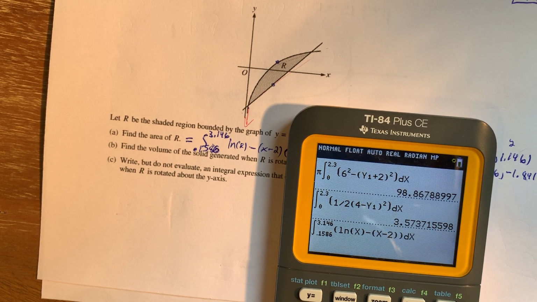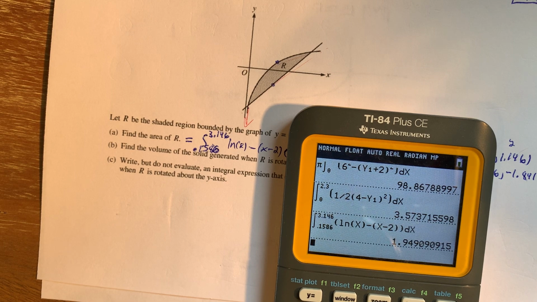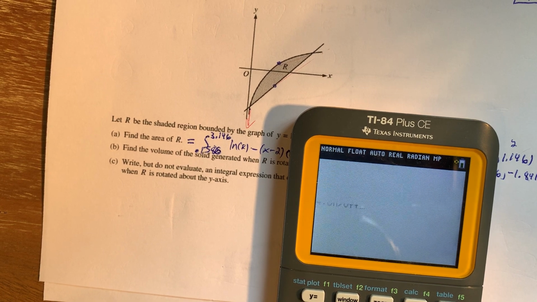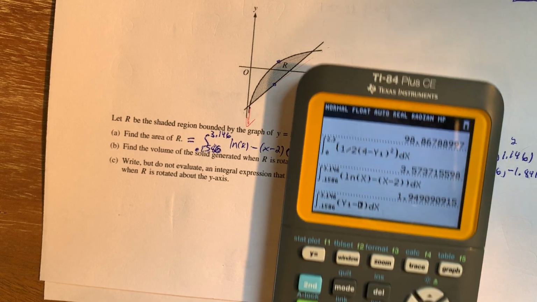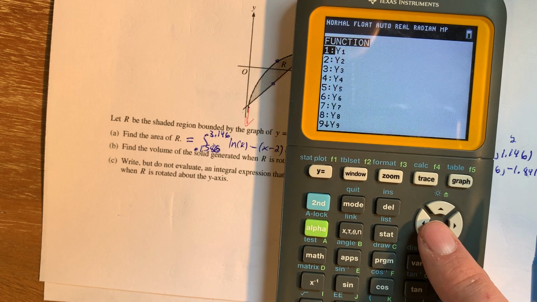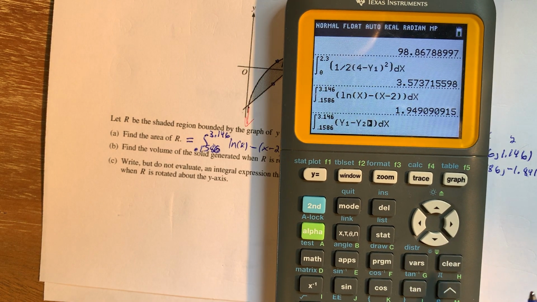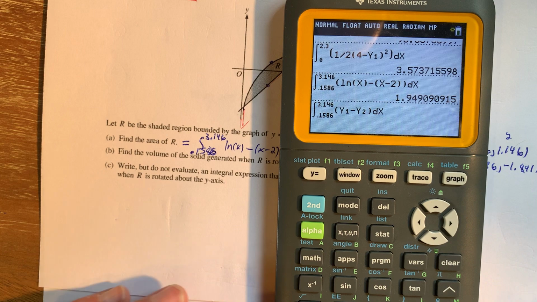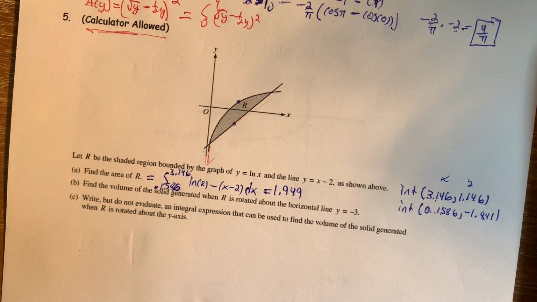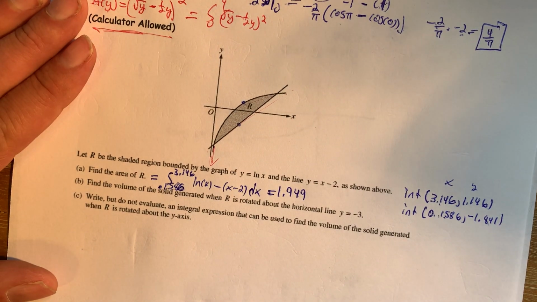You know, it probably would have been better if I had just done y1 minus y2. Let's just show that that comes out to be the same thing. So Vars, Y-Vars, we press the variables button, of course, to get there. Y1 minus Y2 dx. Okay, so that area is 1.949. Now, find the volume.